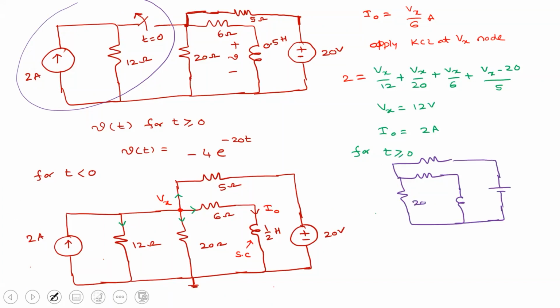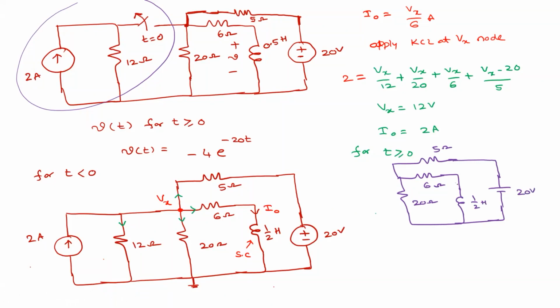So now this is 20 ohm. This is 6 ohm. And this is 5 ohm. And this half Henry here. And this is 20 volts. Okay.